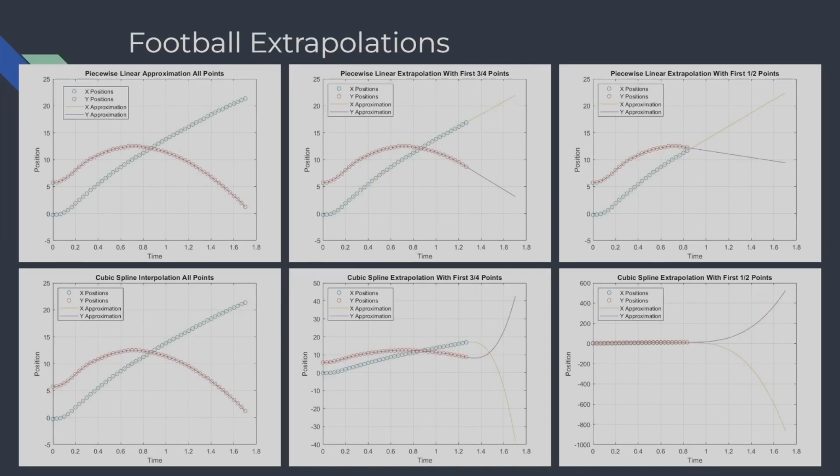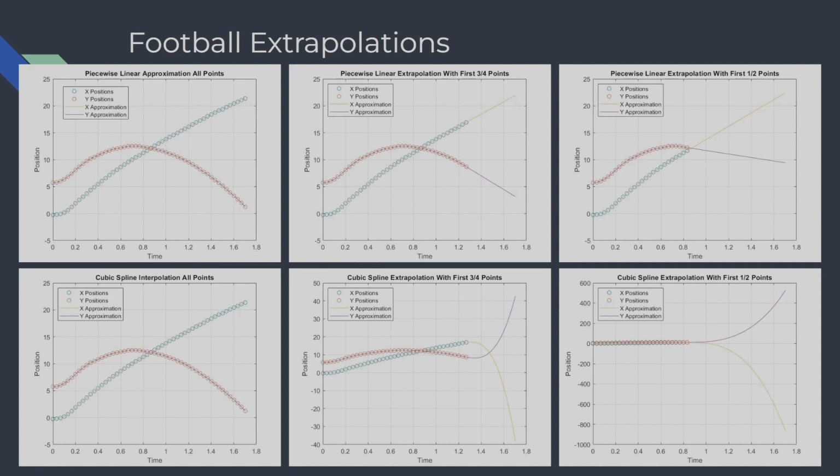And here's our data for the extrapolations. Up on the top, we have the linear approximations. The middle one on the top there is with the first 3/4 of the points. You can see it keeps the same trajectory as the last point there. So with 3/4 of the points, it's still a pretty good extrapolation.